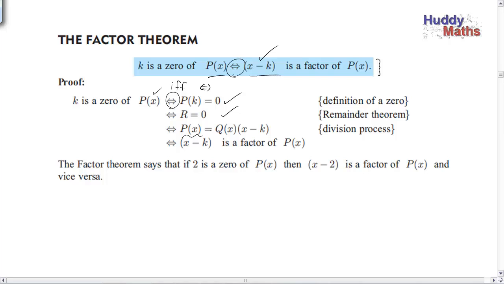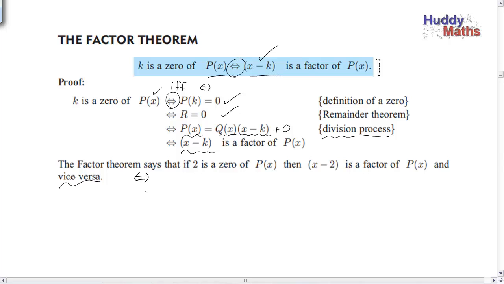Therefore, the polynomial can be written as q of x times x take k and no remainder from the division process, the division algorithm statement. Therefore, x take k is a factor. So there's a little proof of the factor theorem. And it goes vice versa, means a double implication sign. One implies the other, and backwards.